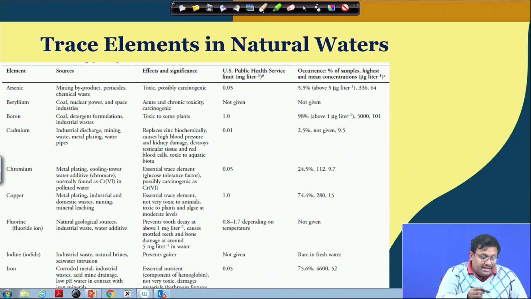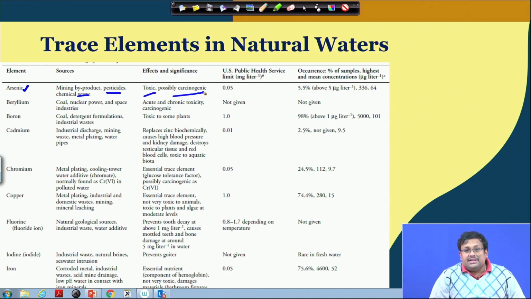So, let us start with arsenic. As you can see here, arsenic is a very important mining byproduct. Also, it is used in pesticides as well as chemical wastes. It is highly toxic and possibly carcinogenic in nature. We will discuss arsenic in detail in the coming slides, but arsenic is an important metalloid which creates a very important environmental problem. Also, beryllium, which is produced from coal and nuclear power and space industries, can produce different types of acute and chronic toxicity and also carcinogenic effects.